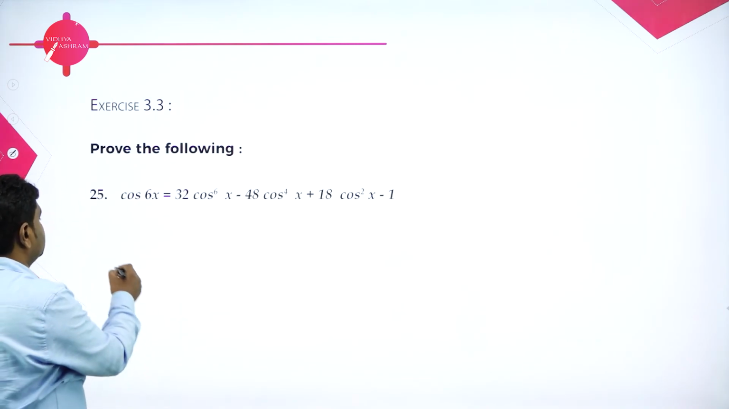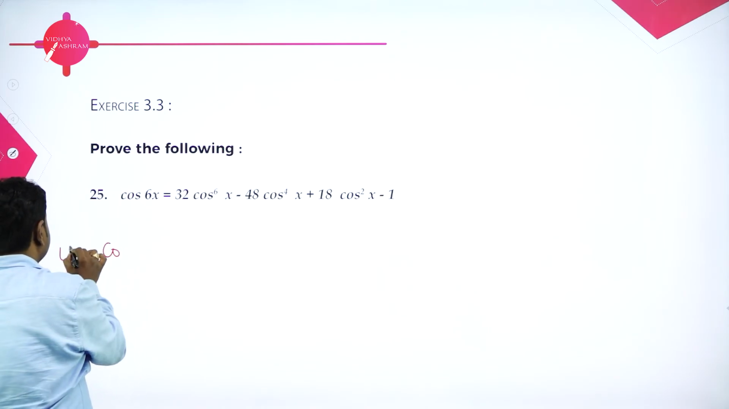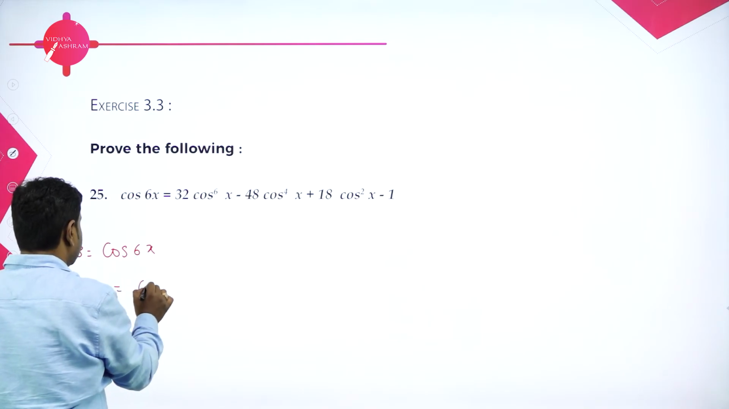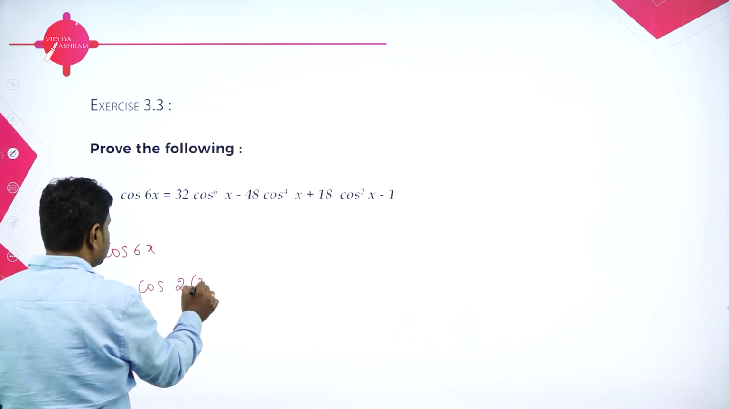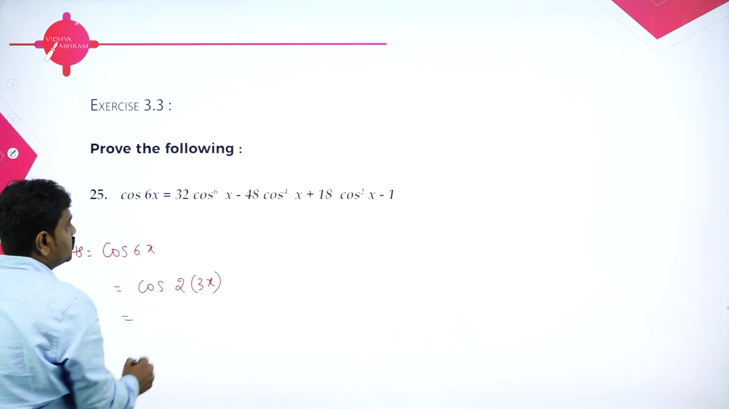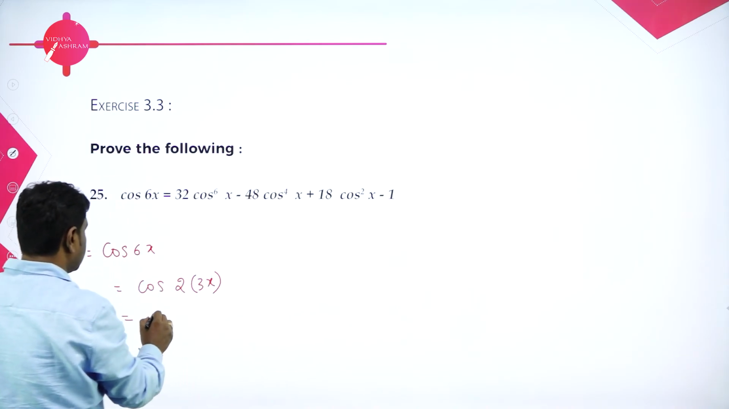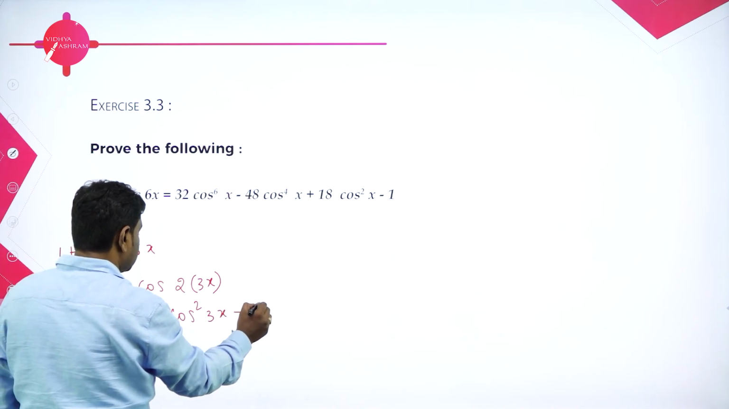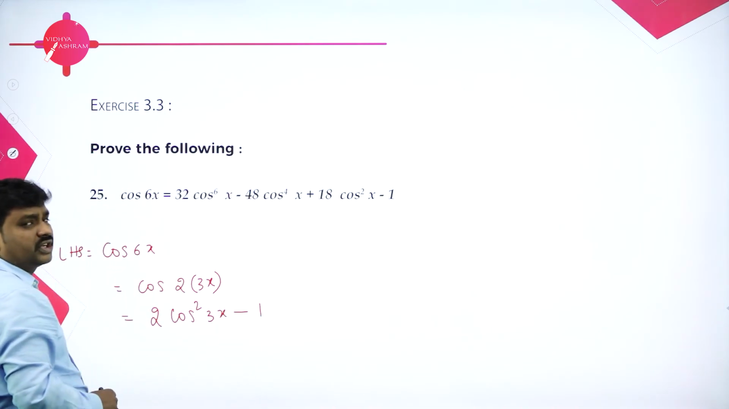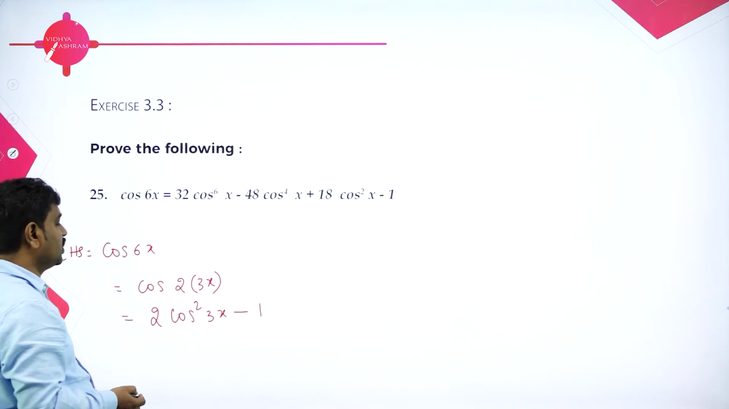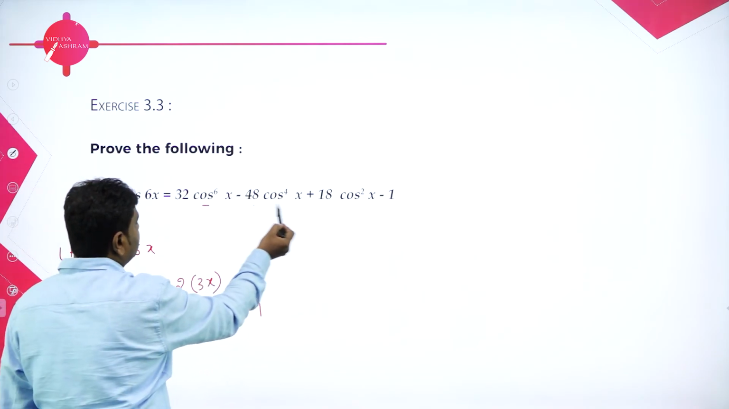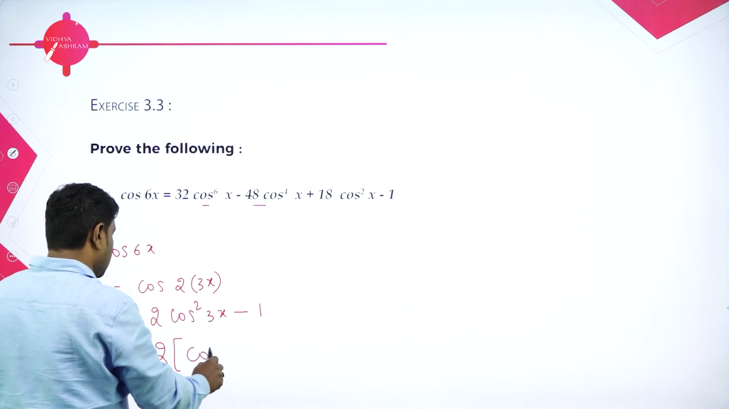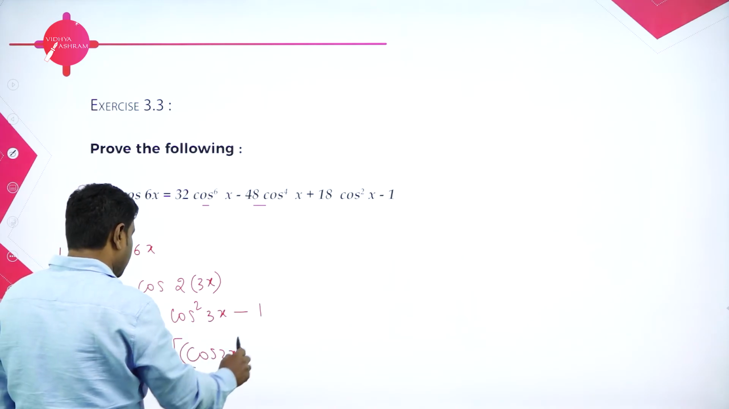Then cos 6x. So take the LHS. What is the LHS? Cos 6x. Cos 6x can be written as cos 2 times 3x. I want everything in terms of cos, so I can write it as 2 cos square 3x minus 1. All of you know cos 2 theta can be written as 2 cos square theta minus 1. Why am I writing this formula? Because in the RHS everything is made of cos. So 2 times cos 3x the whole square minus 1.